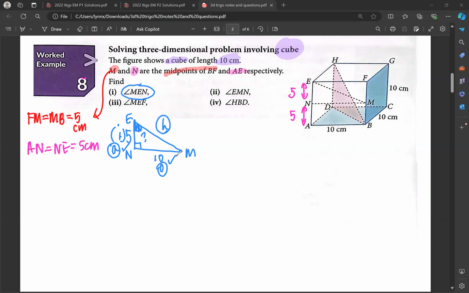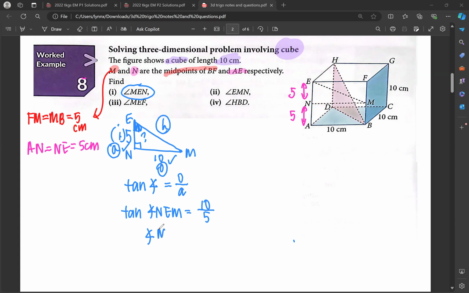Yes, so what do I write? Tangent what? Angle. I need to write the formula first. Yes, tangent angle is equal to O over A. After that, angle NEM is equal to 10 over 5. Then after that, can I find angle NEM?